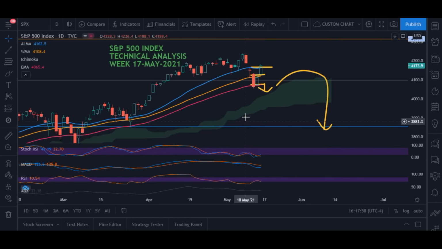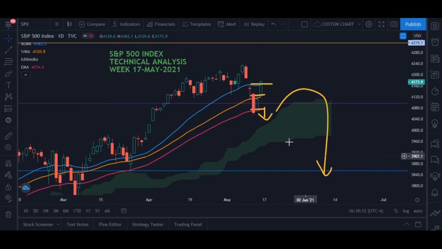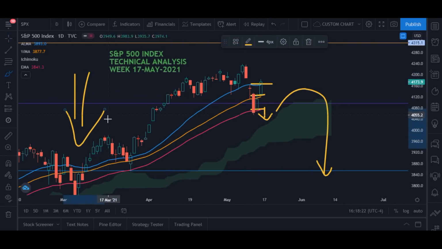If we talk about other indicators, we have stock RSI. Stock RSI is still bearish. The MACD is still bearish. Momentum: there is no momentum in the market. So all of the technical indicators here on the daily chart are supporting the bear trend. Okay guys, so this was my technical analysis for the S&P 500 index for the week commencing from 17th of May 2021.